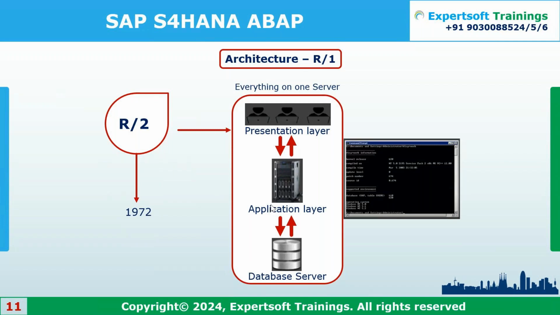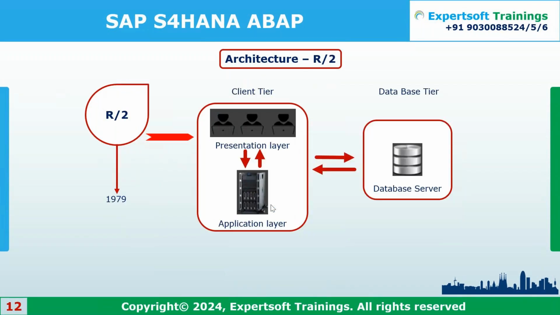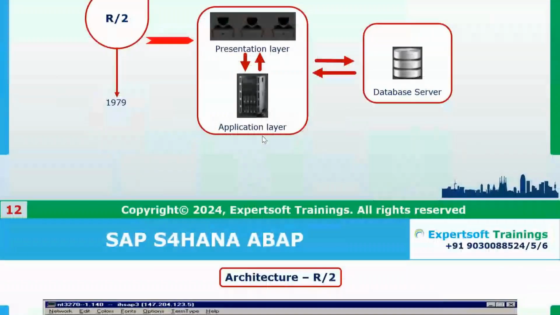To resolve this issue, they came with another approach, R2. In R2, they removed the database from that box and kept only application and presentation in that box. Now, whenever an issue came, they were able to know whether it was in the database layer or in the application or presentation layer. But still the issue lies here: if the issue is in this box, they are not able to tell whether it is in the application layer or presentation layer. So they came with the R3 approach.